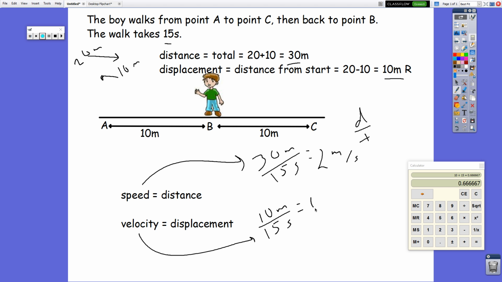0.6 repeating. Again, we don't like all that repeating nonsense in science. Because this 6 is followed by another 6, we're going to round it up to a 7. And again, because it's velocity, we need a direction. It's going to be to the right. Now note, the speed was greater than the velocity, and that's the way it's generally going to work out. And that's because when they're not the same, distance is always larger than displacement.